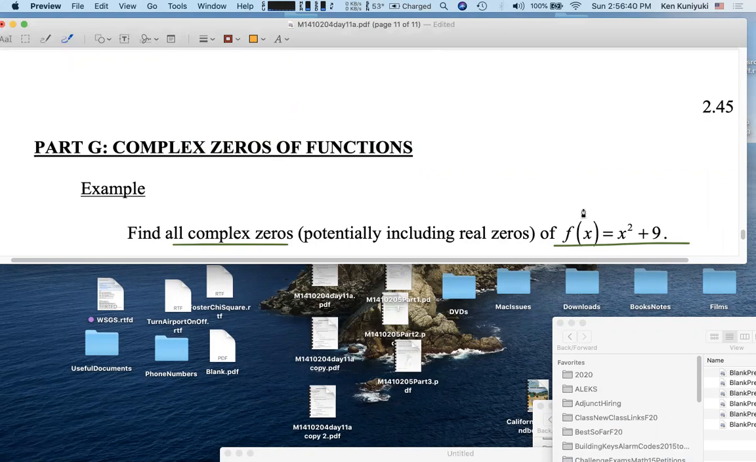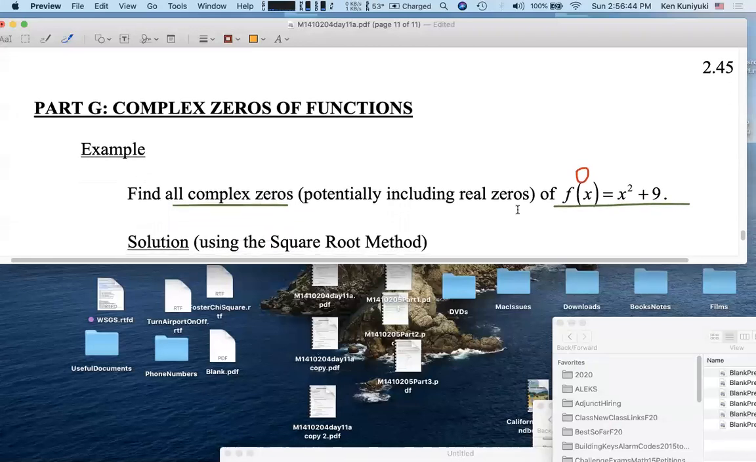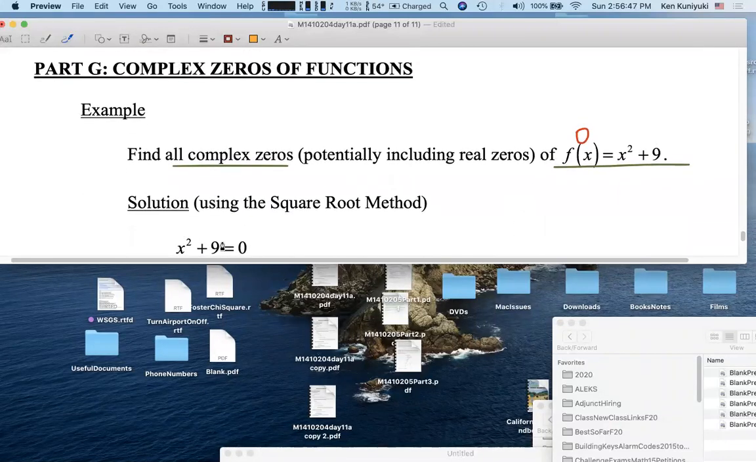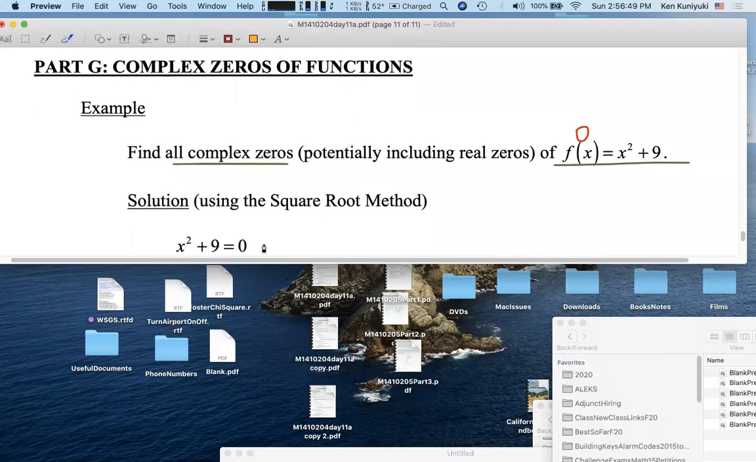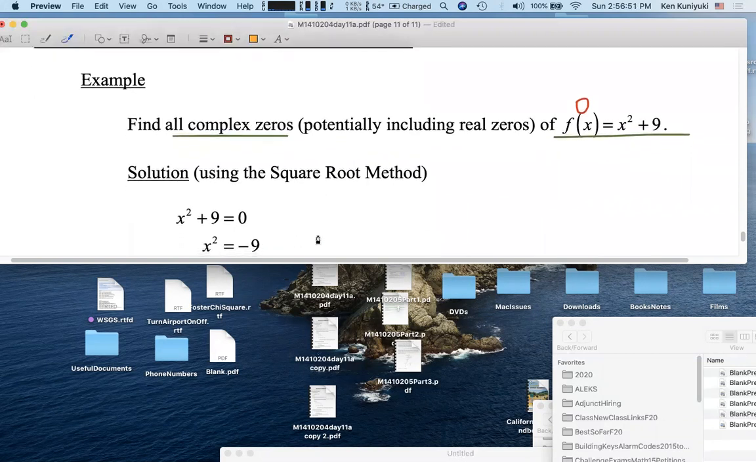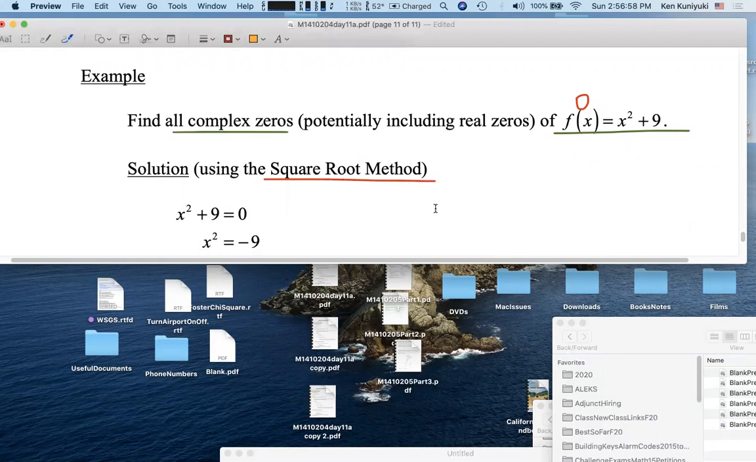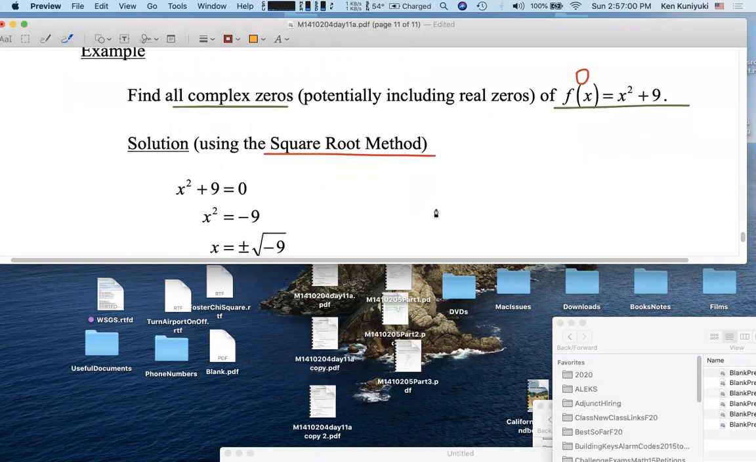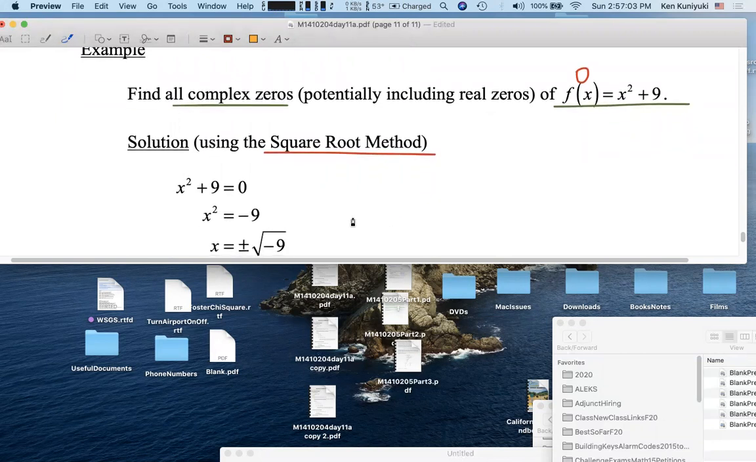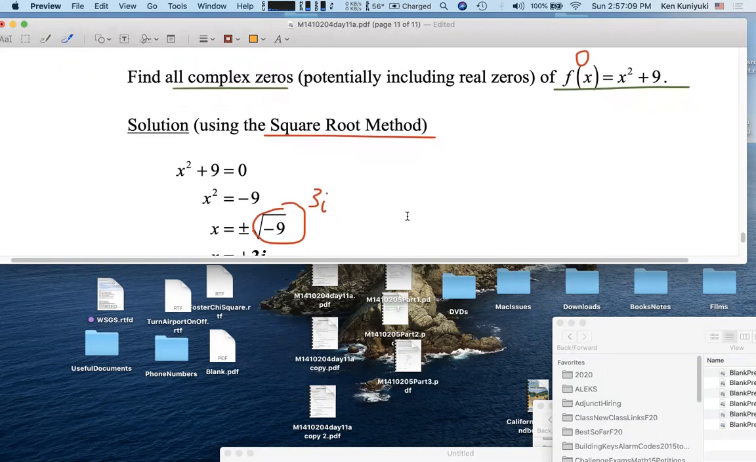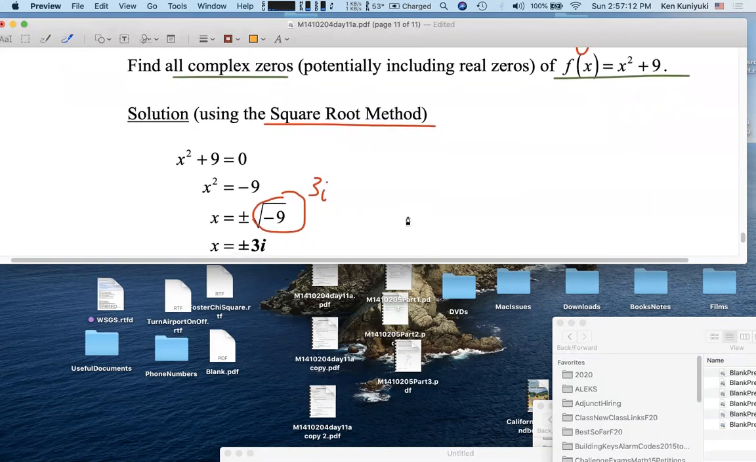Well, let's set y, or f of x, equal to 0 and solve for x. X squared plus 9 equals 0. Let's subtract 9 from both sides to isolate the square. And the square root method still works. We can say that x is plus or minus the principal square root of negative 9. The principal square root of negative 9 is 3i. So x could be 3i or negative 3i.